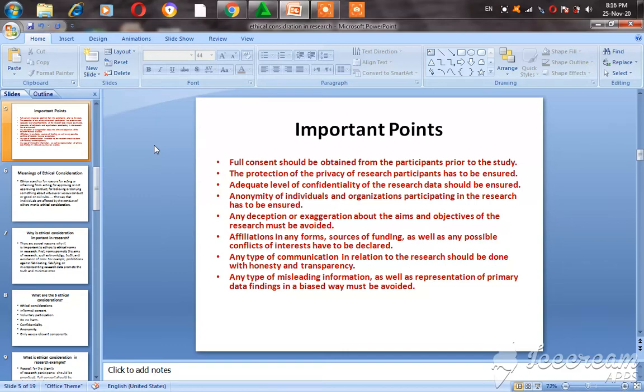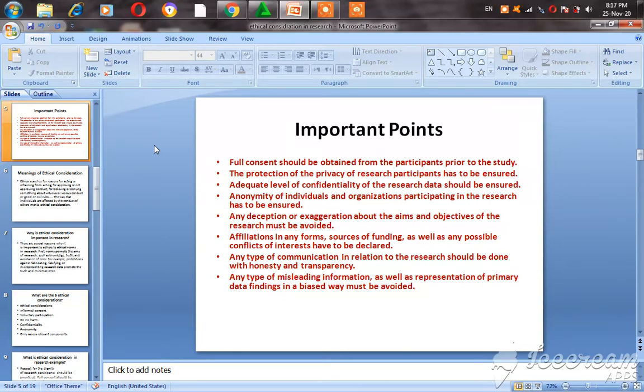The protection of the privacy of the research participant has to be ensured. An adequate level of confidentiality of the research data should be ensured. Anonymity of individuals and organizations participating in the research has to be ensured. Any deception or exaggeration about the aims and objectives of the research must be avoided.